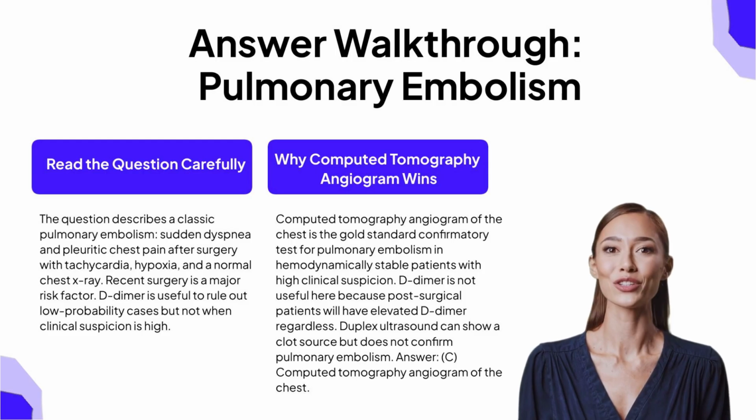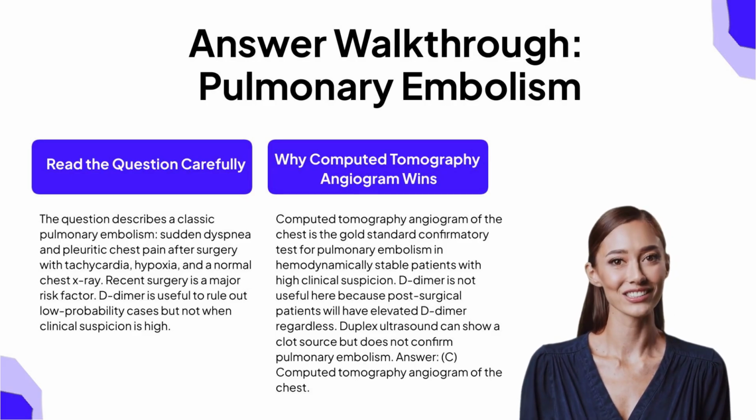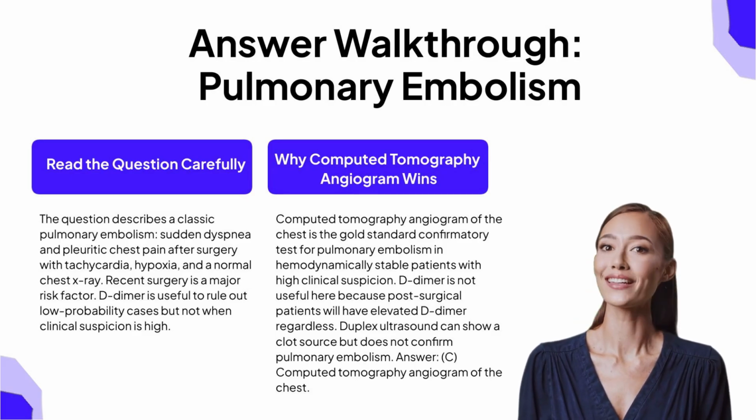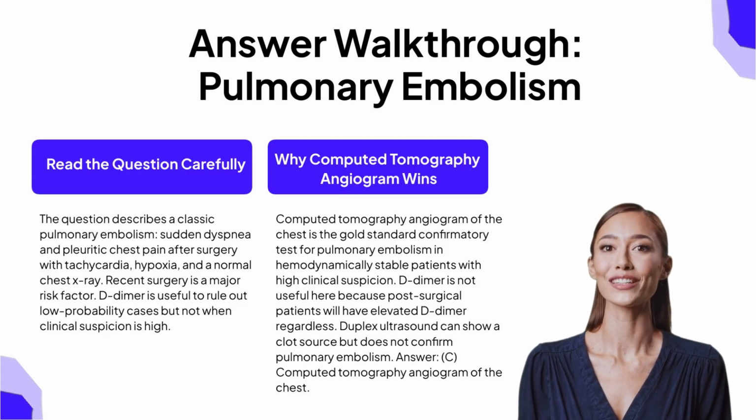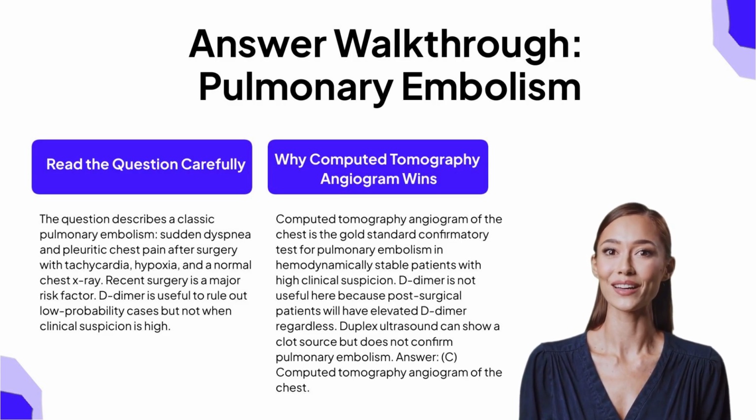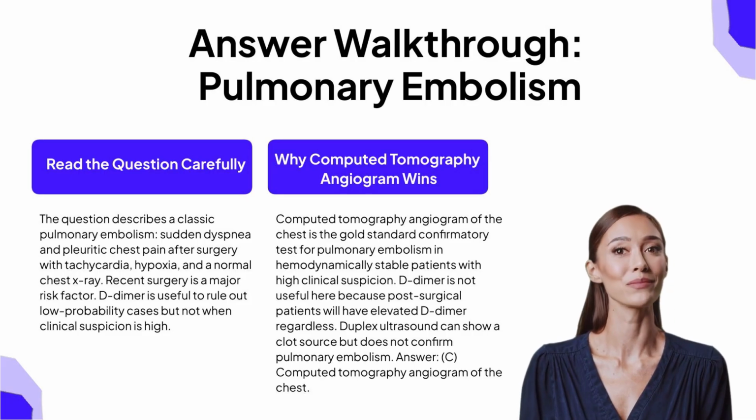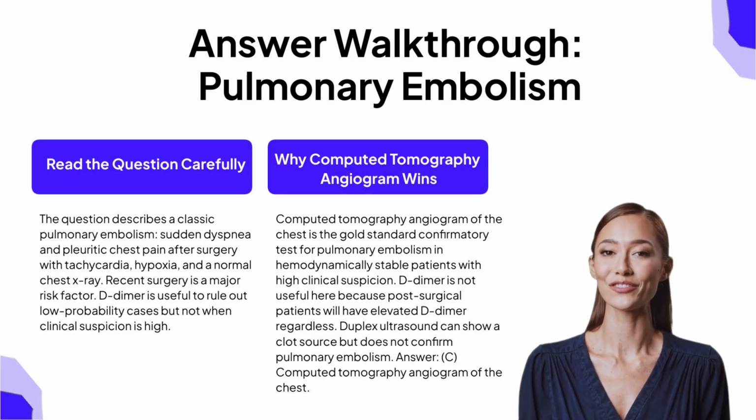Now, why does the computed tomography angiogram win here? Choice A, D-dimer, is a great screening tool for low-probability cases, but this patient just had surgery. Post-surgical patients have elevated D-dimer levels regardless, so it will not help you. Choice B, a ventilation perfusion scan, is an alternative, but is less definitive and takes longer.